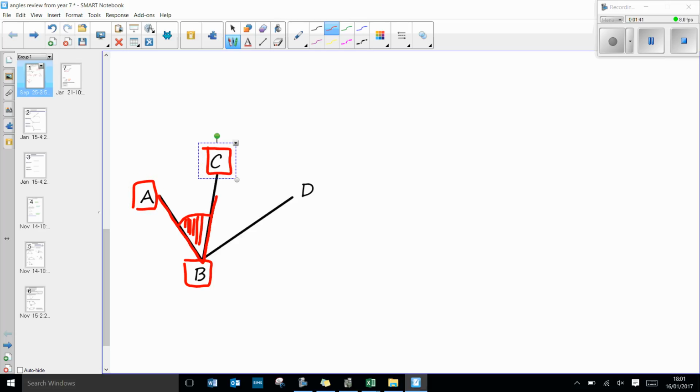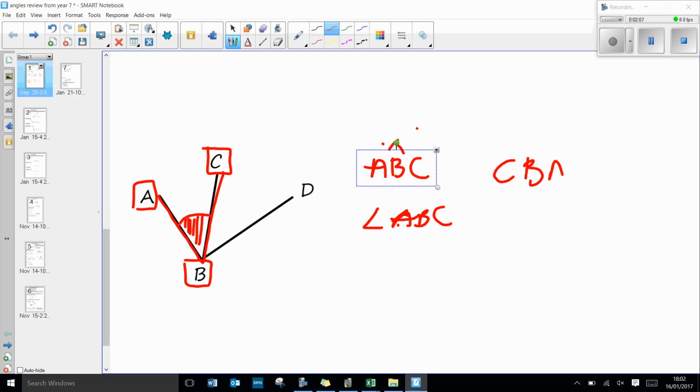So I would say angle A, B, C, and I would have a hat above the B. I may see this symbol, angle A, B, C. Either of those would indicate the angle shown there. And obviously you could also have C, B, A, or angle C, B, A. But the important part here, as you can see for all of these options, is that B is in the middle, and that is where the vertex of the angle is.